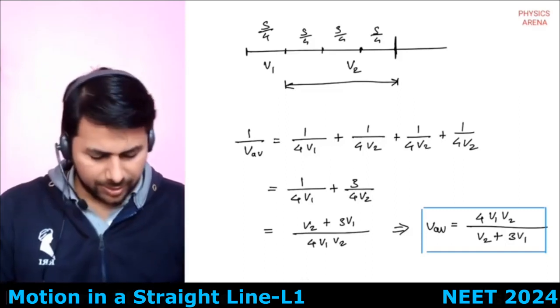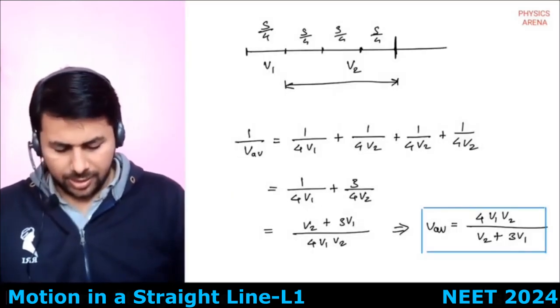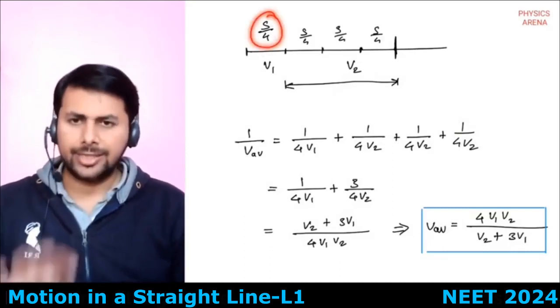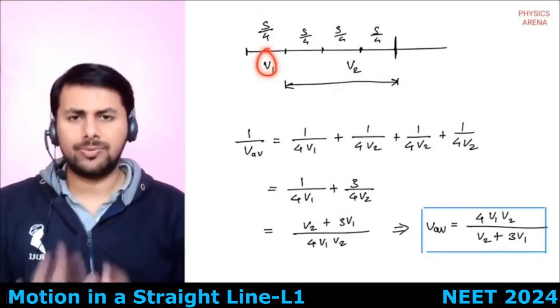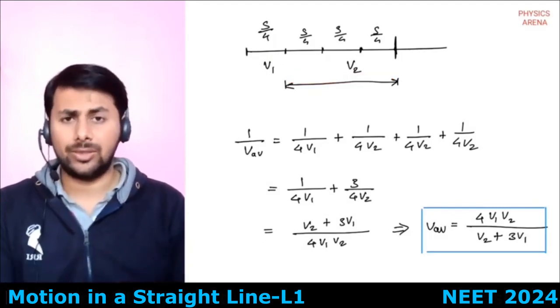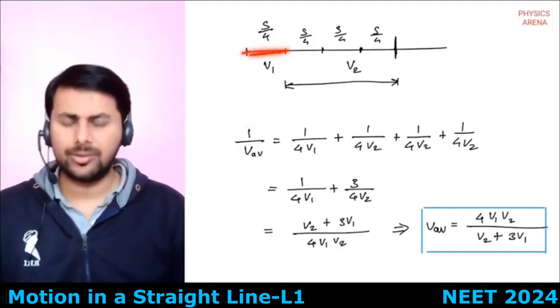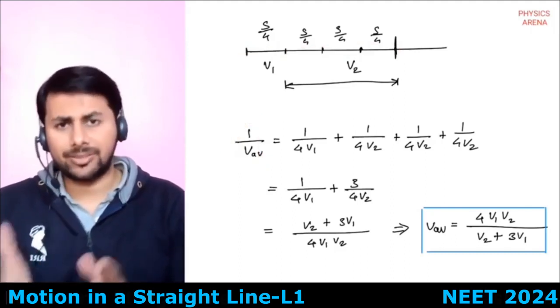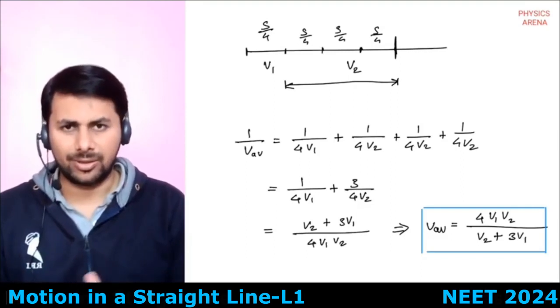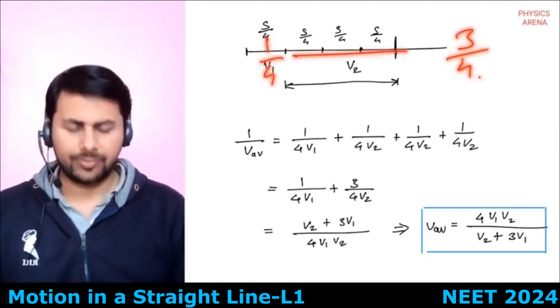Similarly, suppose distance s by 4 is covered with speed v1, and the remaining distance is covered with speed v2. So what will you do? You will write this is s by 4, so the remaining is 3s by 4. This is 1/4, so the remaining is 3/4.